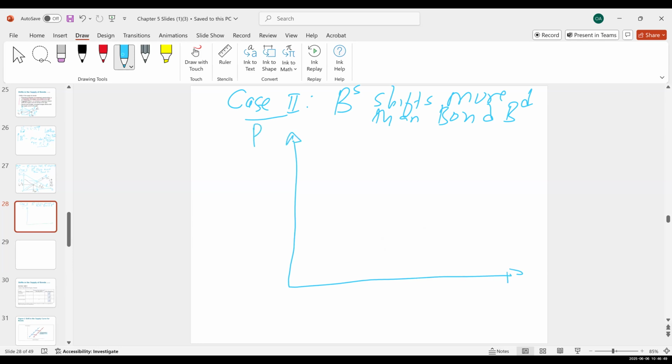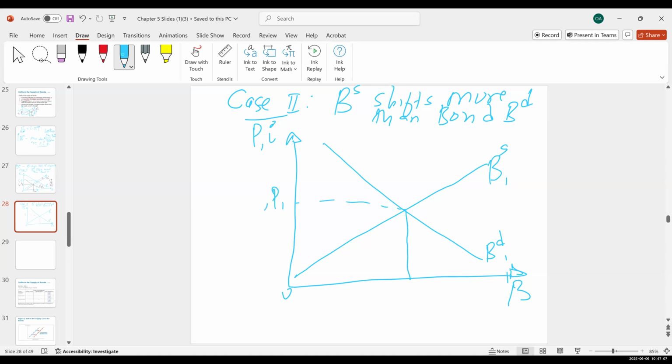So you've got price here, you've got interest rate on this axis simultaneously, then you have equilibrium quantity here. If this is my initial bond supply curve, and this is my initial bond demand curve before expected inflation went up, this is going to be your P1 with corresponding interest rate I1. This is the initial equilibrium quantity. So we know that when there's an increase in expected inflation, the bond supply curve shifts to the right, and the bond demand curve shifts to the left.